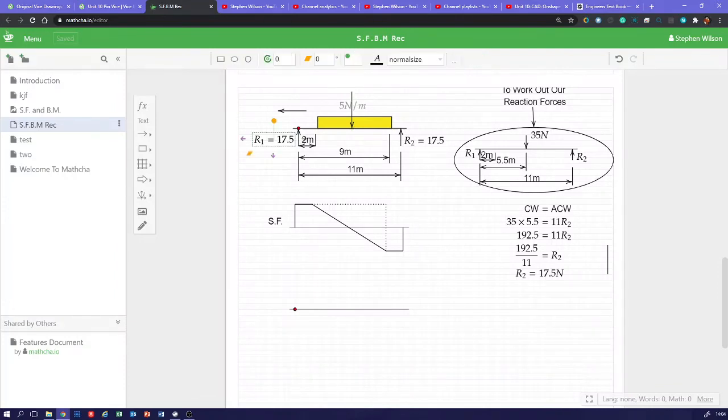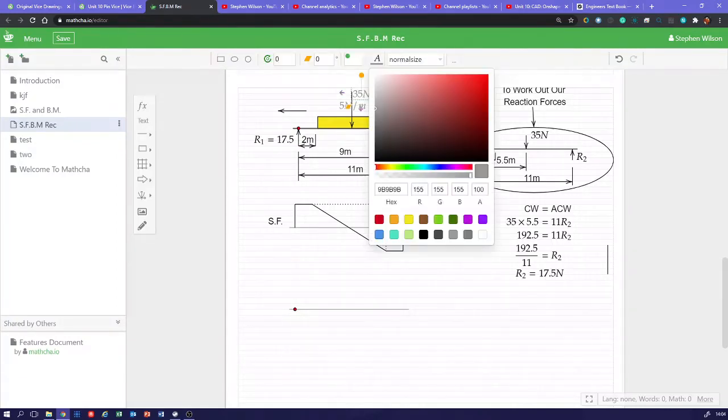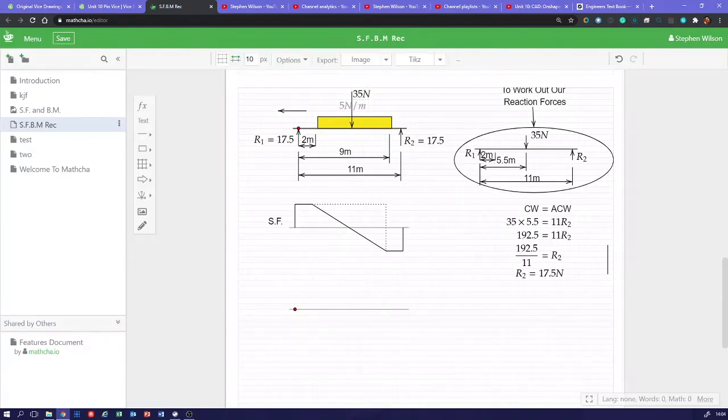That seems to have vanished somewhere in the copying of things, so let's just put that in there. Okay, so we've got our 35 newtons. So we take moments about that point. And that becomes the maximum of the curve. That's where the curve would turn, the center point of the UDL.